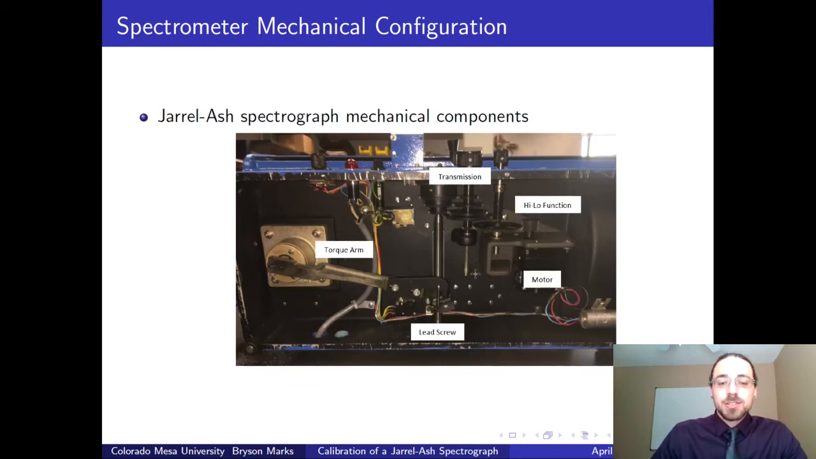Well, this transmission system is attached to this lead screw here. This lead screw contains a mechanism that is attached to the torque arm. And as this mechanism travels up the lead screw or down the lead screw, it will enable the torque arm to change the angle of the diffraction grating in the previous picture.